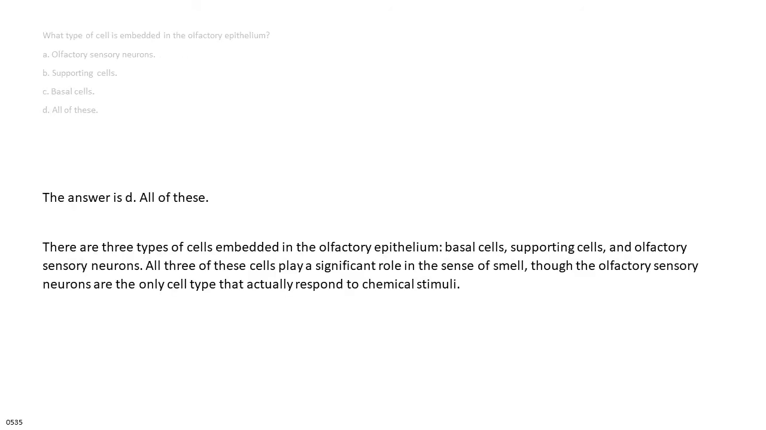The answer is D. All of these. There are 3 types of cells embedded in the olfactory epithelium: basal cells, supporting cells, and olfactory sensory neurons. All 3 of these cells play a significant role in the sense of smell, though the olfactory sensory neurons are the only cell type that actually responds to chemical stimuli.